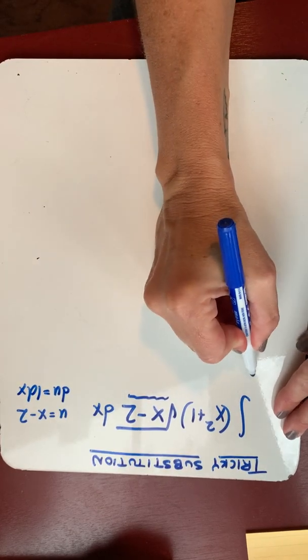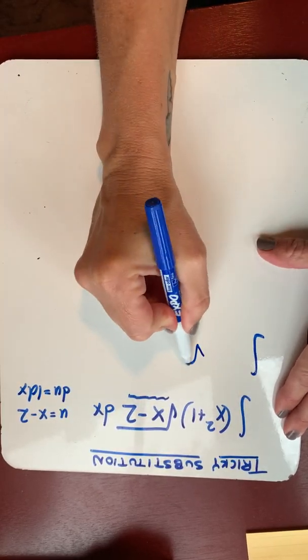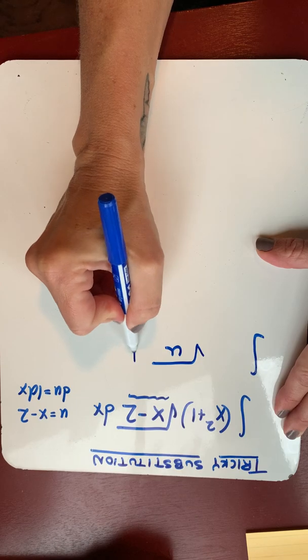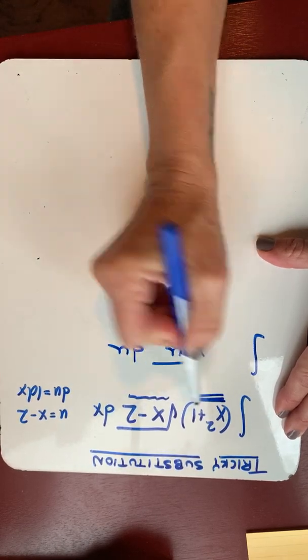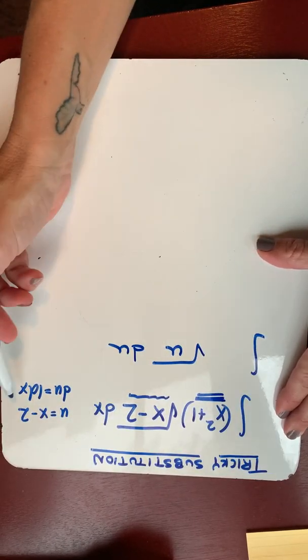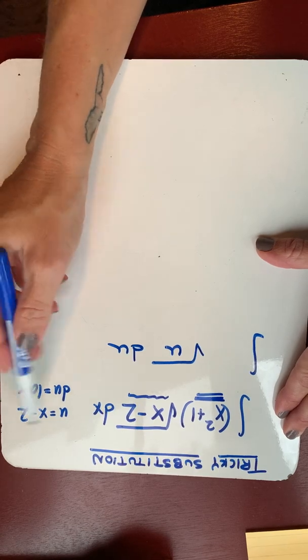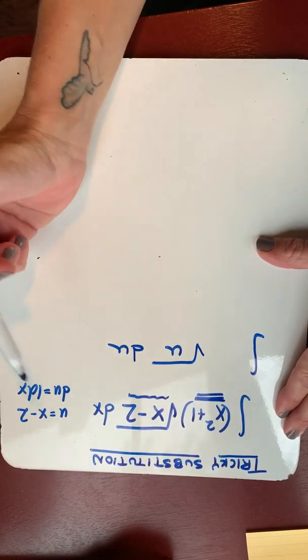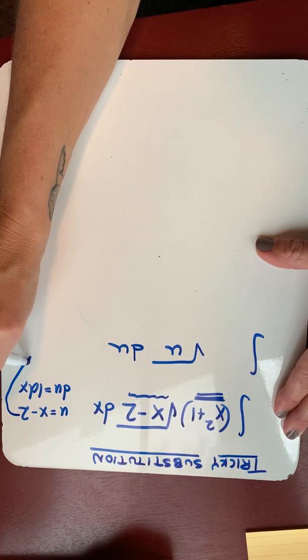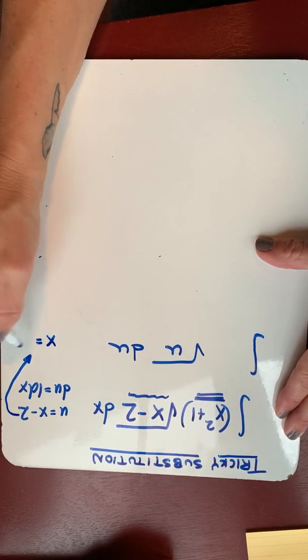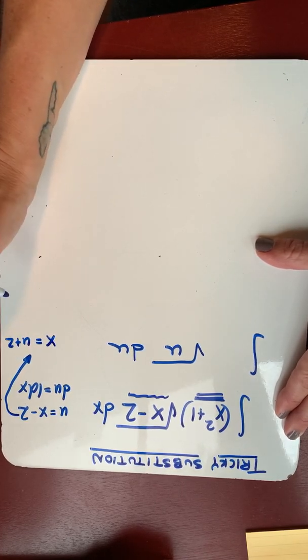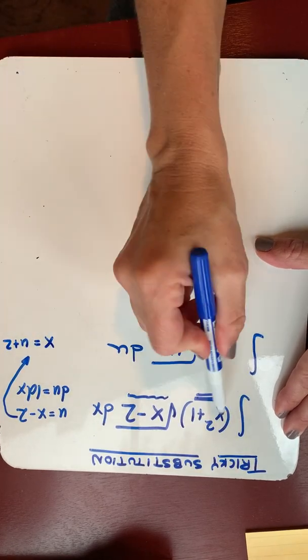Okay, so when I start to replace everything, I have the square root of u, dx is just du, but I have this extra left over. And I have no way, at least with this straightforward appearance, to get that replaced. But I can solve this for x. So x is going to be u plus 2. So I can put this in for the x.